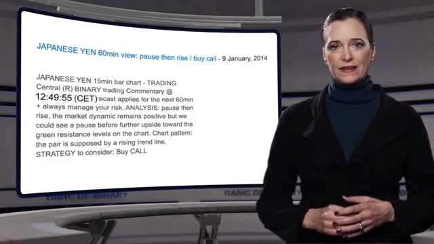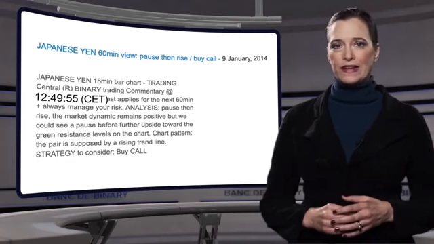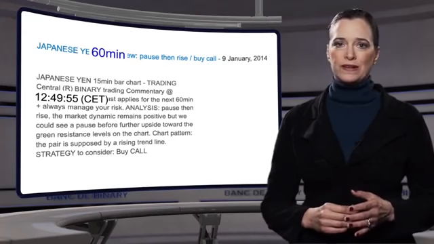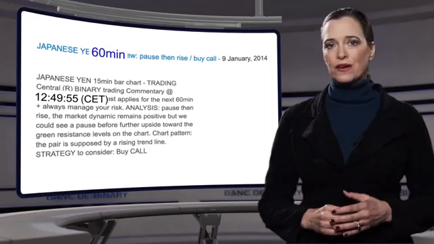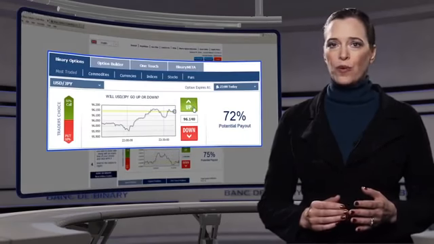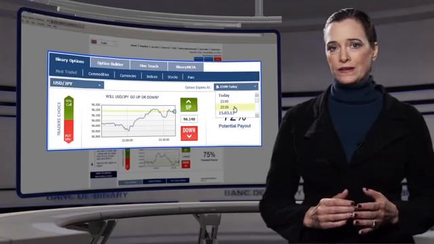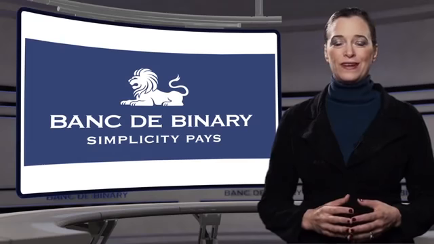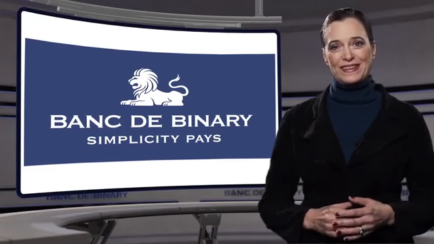In this case, the signal was generated at 12:49 Central European Time and was valid for 60 minutes and 60 minutes only. Our signals are constantly updated, but be sure to double-check that the expiry of your binary option falls within the signal's validity period. That's all there is to it. Simple and effective trading signals for Bank to Binary and Trading Central.